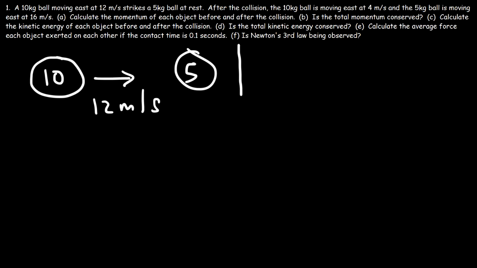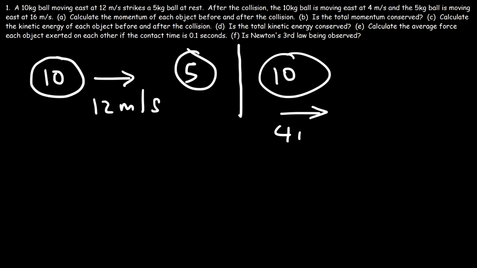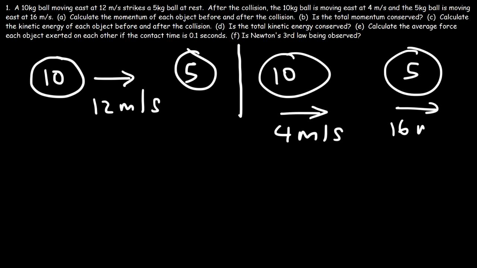Now I'm going to put a line here. So on the left side, this is before the collision, and on the right side, that's going to be after the collision. So let's continue reading. After the collision, the 10-kilogram ball is moving east at a speed of 4 meters per second. And the 5-kilogram ball is moving east at a speed of 16 meters per second. So let's work on part A. Calculate the momentum of each object before and after the collision.